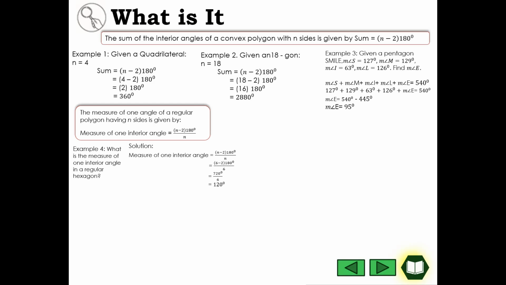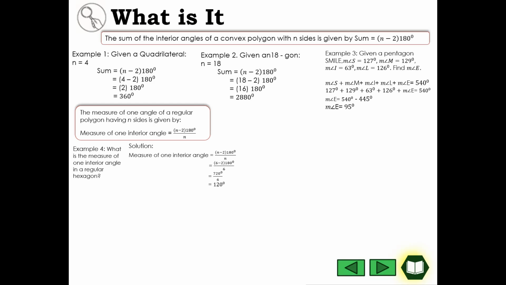Okay. So let us have the parentheses first. 6 minus 2 equals 4 times 180. So we will have 720 degrees divided by 6. So we have 120 degrees. Therefore, the measure of one interior angle of a regular hexagon is 120 degrees.